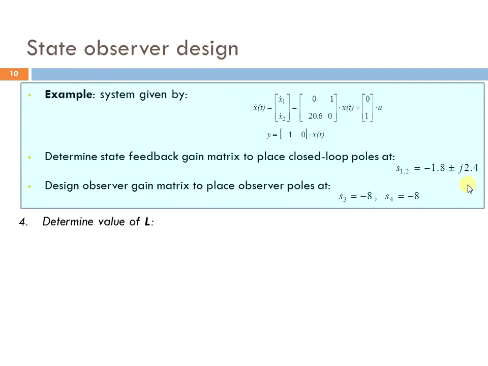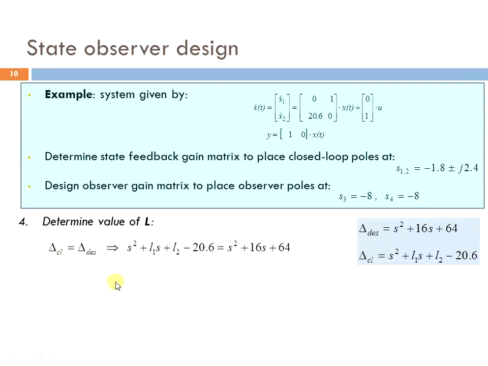The next step is now to determine the value of L, based on our desired closed loop characteristic equation and the closed loop characteristic equation implementing the observer. Similarly to the approach for the state feedback gain matrix determination, we compare the coefficients of S for these two polynomials. When we do a bit of algebra there, we establish that the elements of this matrix are given by 16 and 84.6.